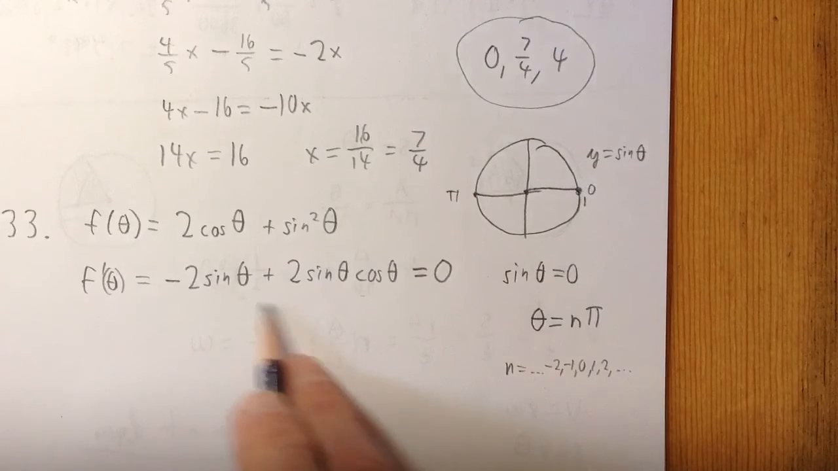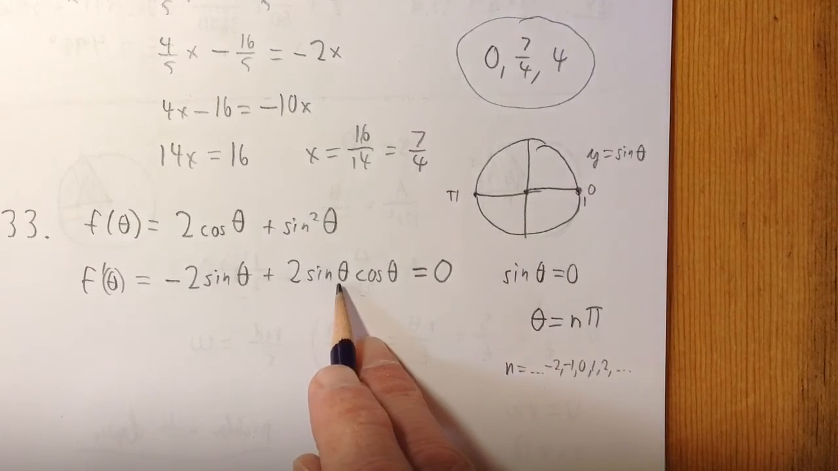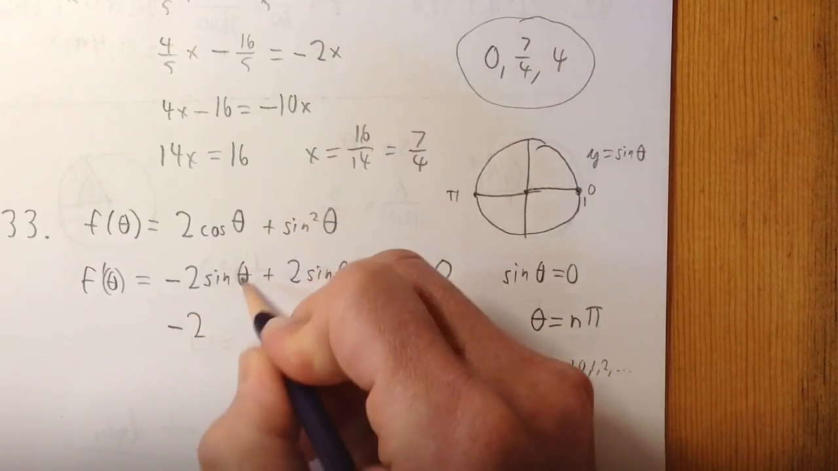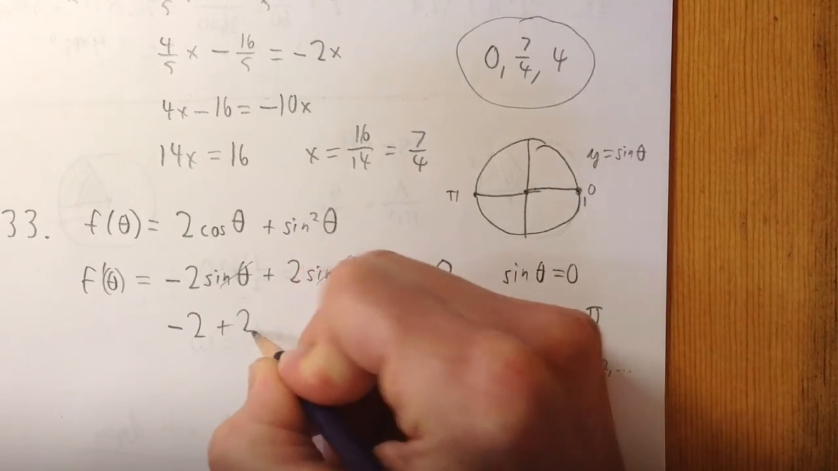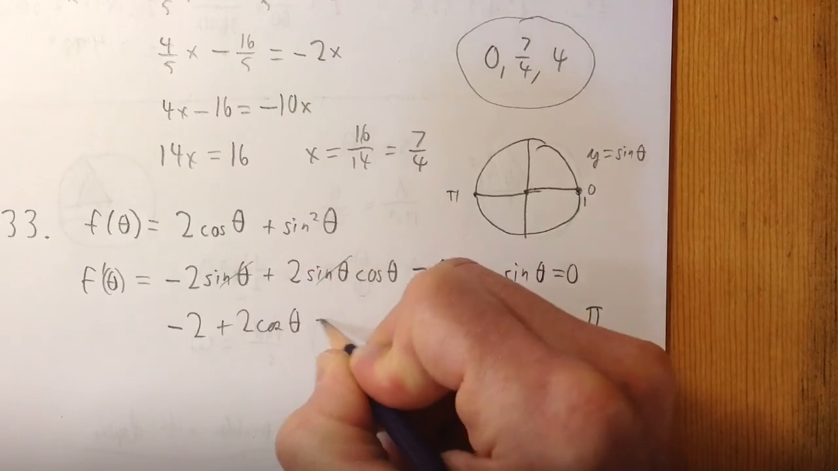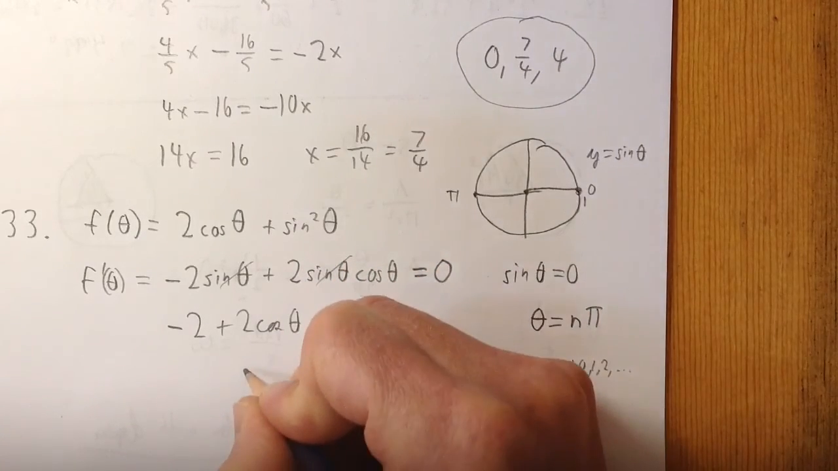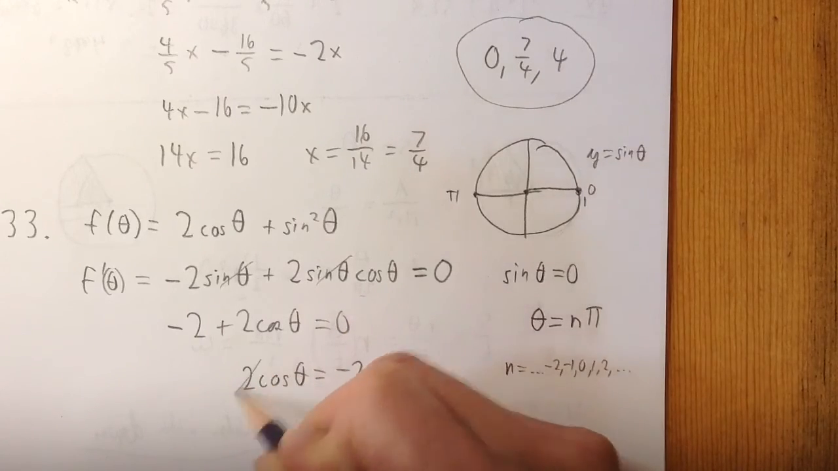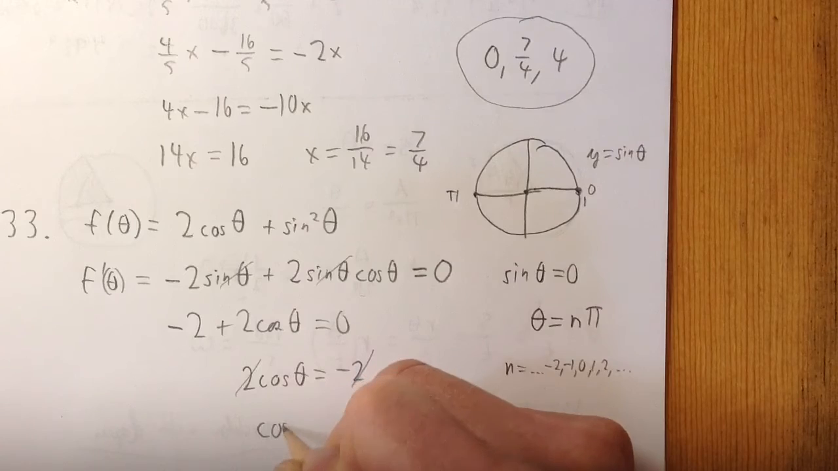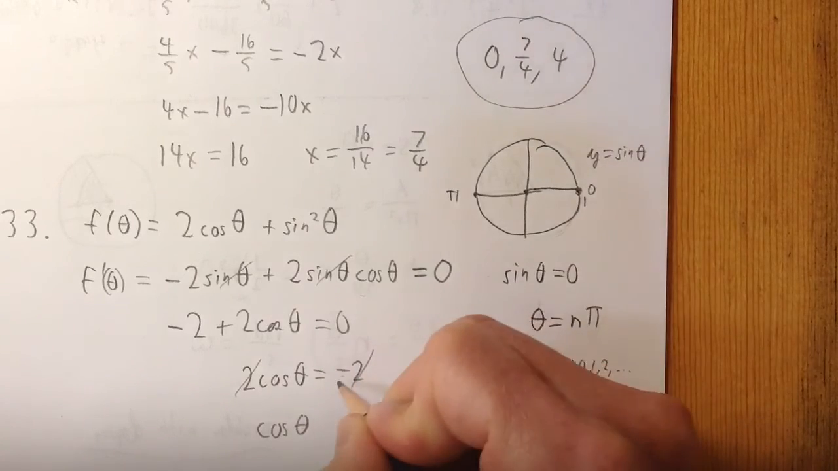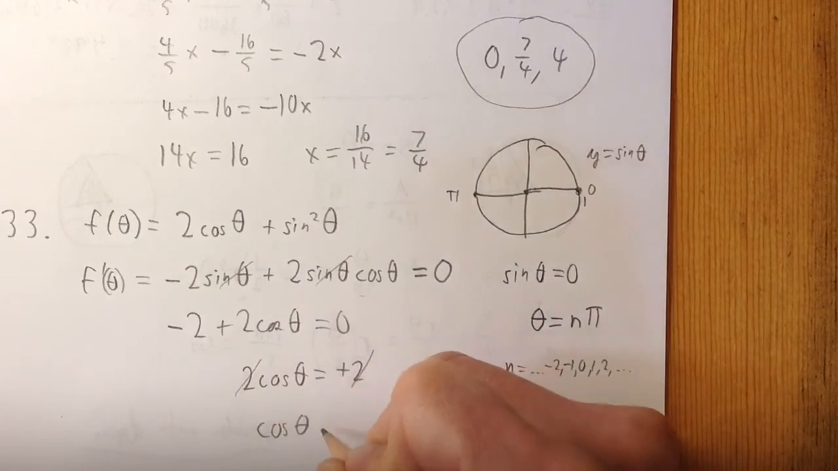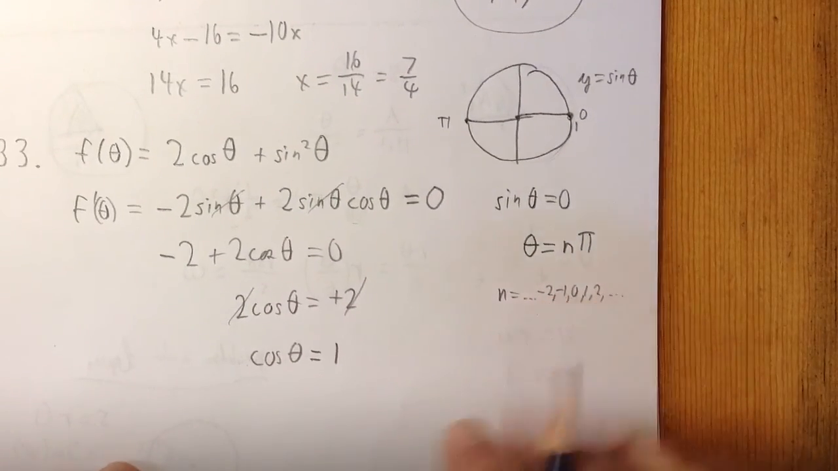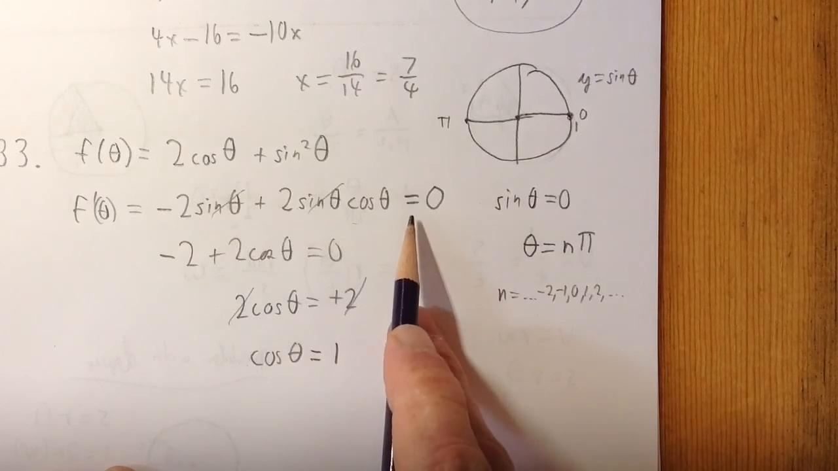Now, what if sine theta isn't 0? Now we can divide by sine theta to get rid of it. And then we have negative 2, divide this by sine theta, cancels out, plus 2 cosine theta is equal to 0. Let's put the negative 2 over here. 2 cosine theta is equal to negative 2. Of course, we can divide that by 2. Or cosine theta, oh wait, it's positive over there. Put the negative 2 over here, makes it positive. Or when cosine theta is equal to 1. That's the other place when this derivative is 0, where the slope is 0.